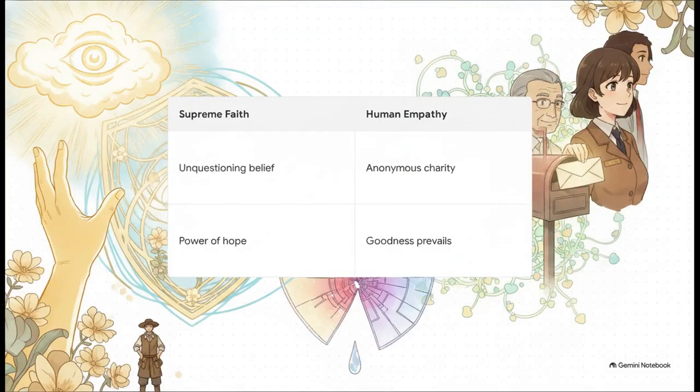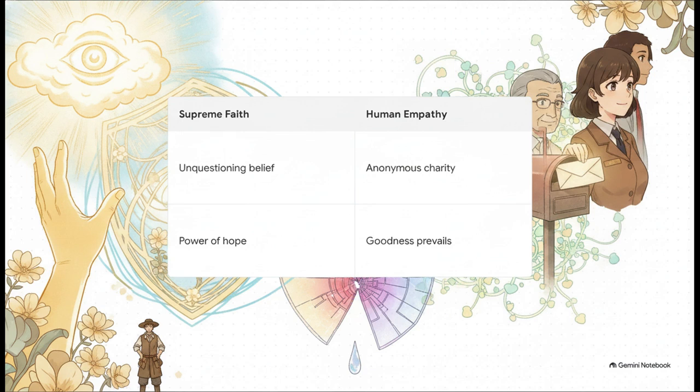As we wrap up this explainer, let's look at how these massive themes come together. We can cleanly separate this into two big concepts. On one side, we have supreme faith. Lencho's unquestioning belief shows the raw power of hoping against all odds. It genuinely sustained him through his darkest hour.